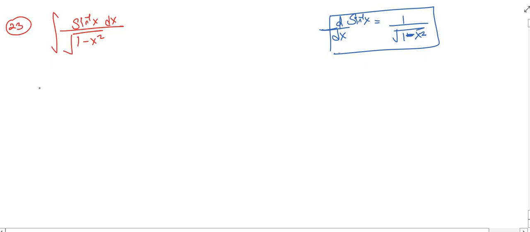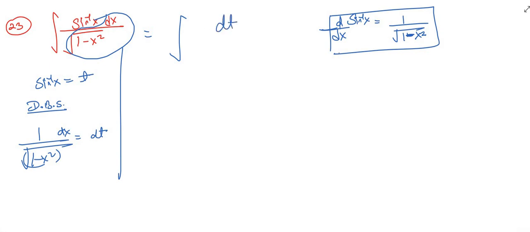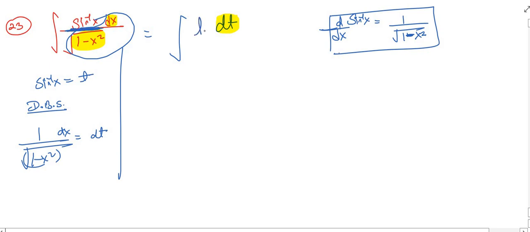So let me take sine inverse x as t, then differentiate both sides. So we will get dx by under root of 1 minus x square is dt. This part, dx by root of 1 minus x square is there already. So my question will become what? This part is dt, ये वाला part, this and this together is dt, and what is this? This whole thing became t.